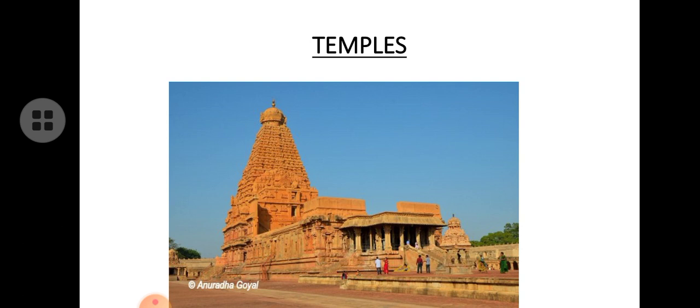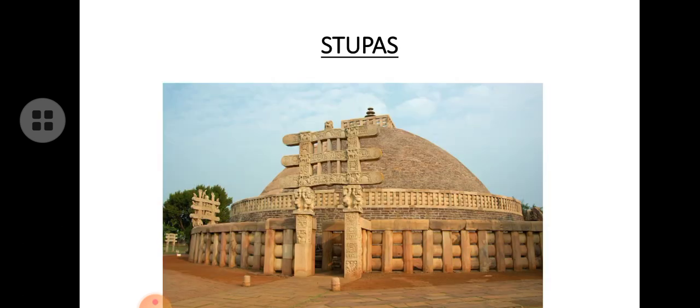Temples, you all know, isn't it? It is a holy place for Hindus. So ancient temples are also monuments. They come under monuments. Stupas. What are stupas? Stupas are holy places for Buddhists. Like how Hindus have temples, Buddhists have stupas. So they are also monuments erected in remembrance.